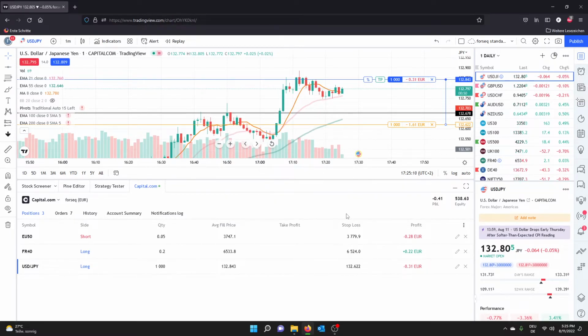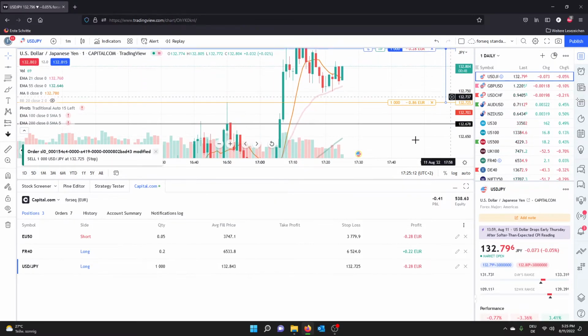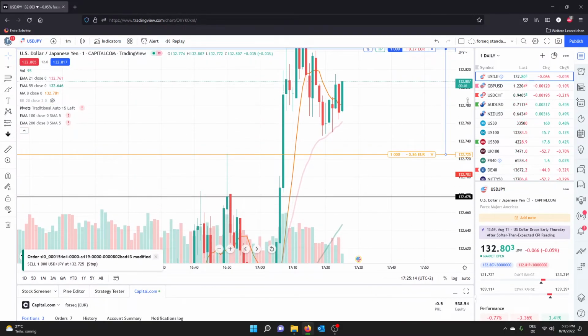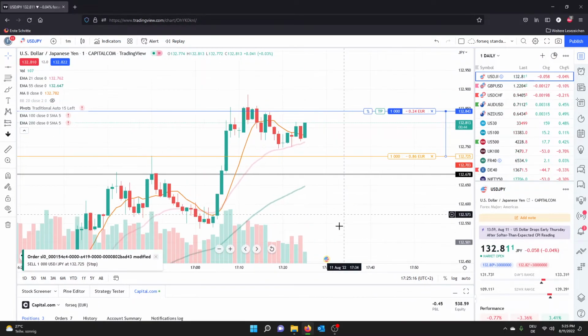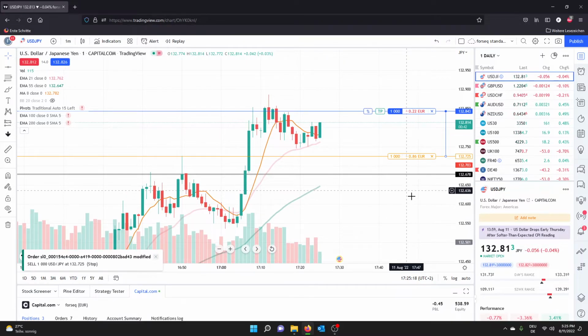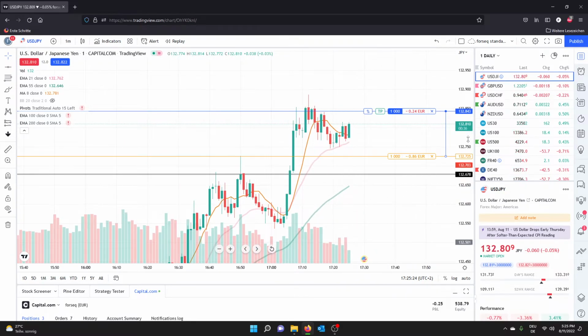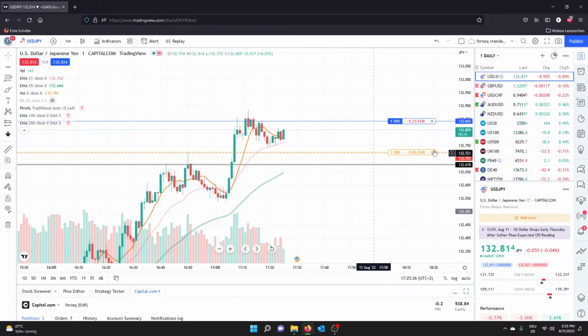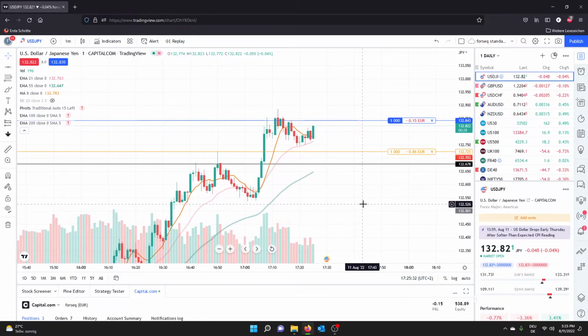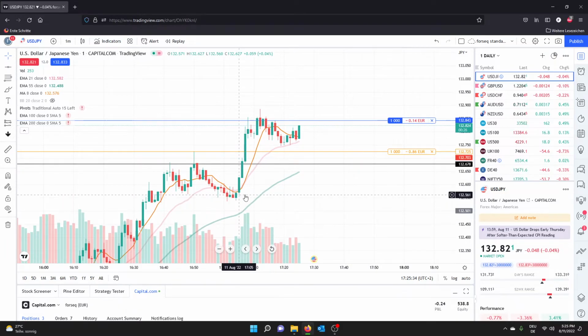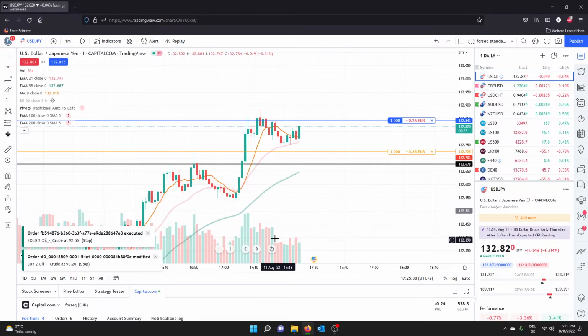The reason for this is that I want to simulate real trading here. Yeah, I trade with very small positions, but if you think about it, in real life, you would trade with much higher positions and you would risk much more money per trade. So it's always important to keep your risk as small as possible.